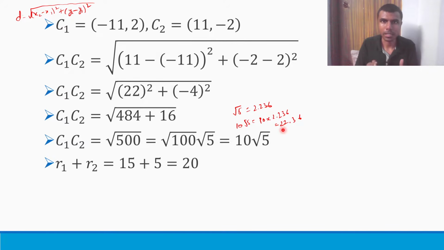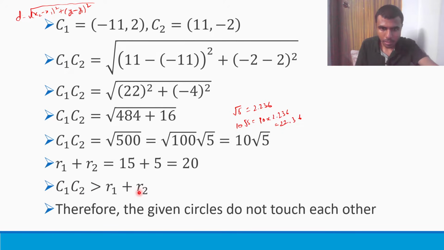Now what does this mean? This means that the distance between the centers is greater than the sum of radii. I am going to show it to you diagrammatically. C1 C2 is greater than R1 plus R2. Hence the circles do not touch each other. Now let's make a short diagram to make you guys understand what exactly is happening here.